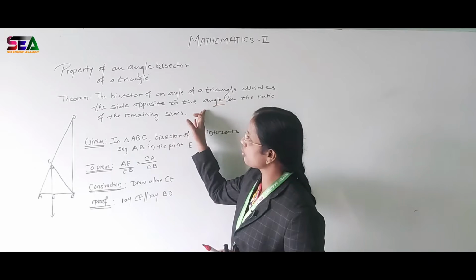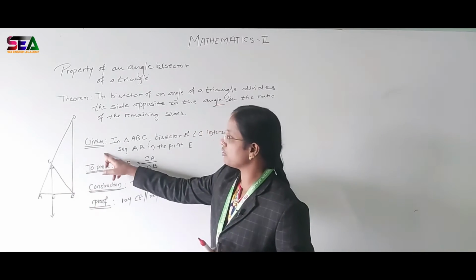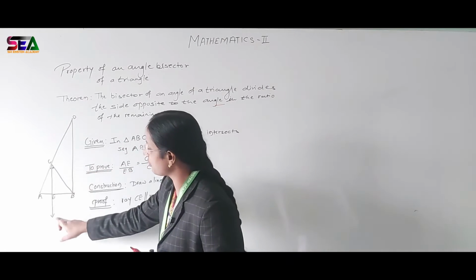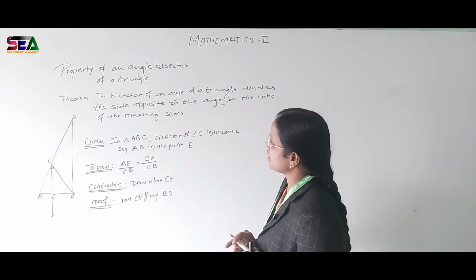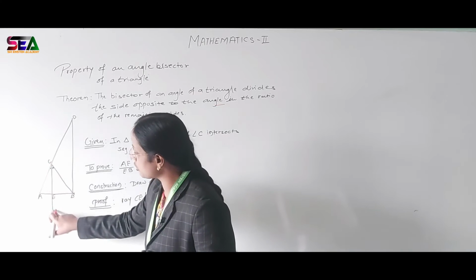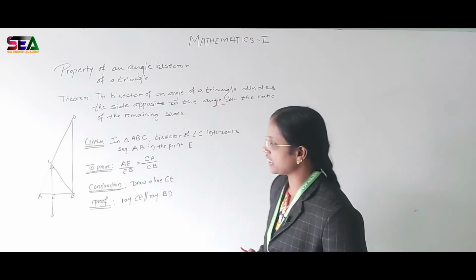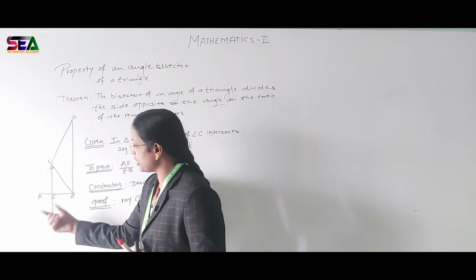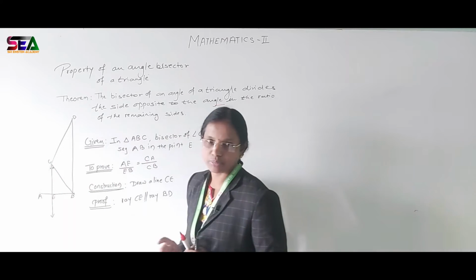Now for this, from the statement we are writing the given. First we have to draw the diagram, then we will write the given: in triangle ABC, the bisector of angle C intersects the segment AB at point E. That means because of this bisector two parts are becoming, AE and EB. Now we have to prove AE upon EB is equal to AC upon CB, or CA upon CB.